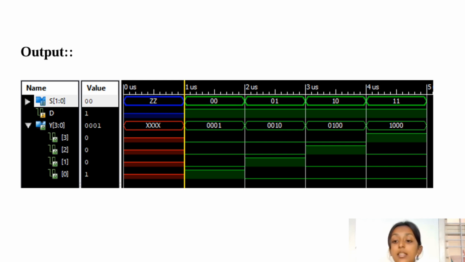To summarize, the value of Y[3:0] will reflect the value of D on the specific output lines determined by the value of S.